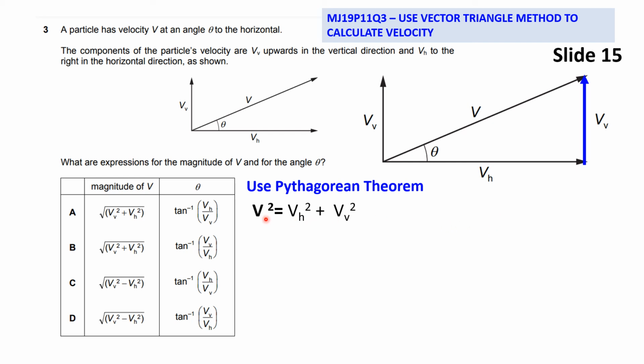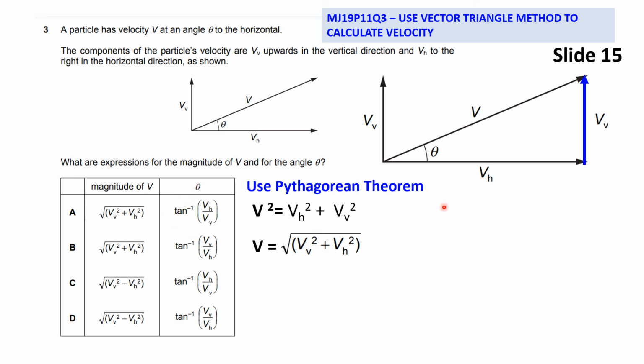So I can use V squared is equal to VH squared plus VV squared. So I have to square root both sides. So then on the other side, it will be the square root of VV squared plus VH squared. And here, for the magnitude, I have option A and option B. They are correct. So now let's look at the angle.